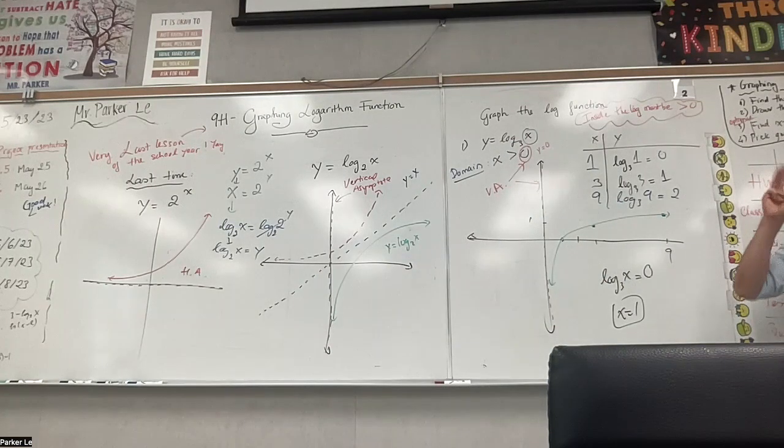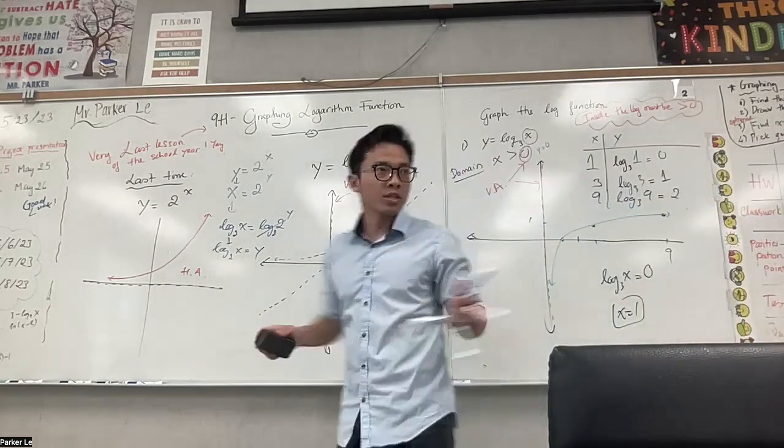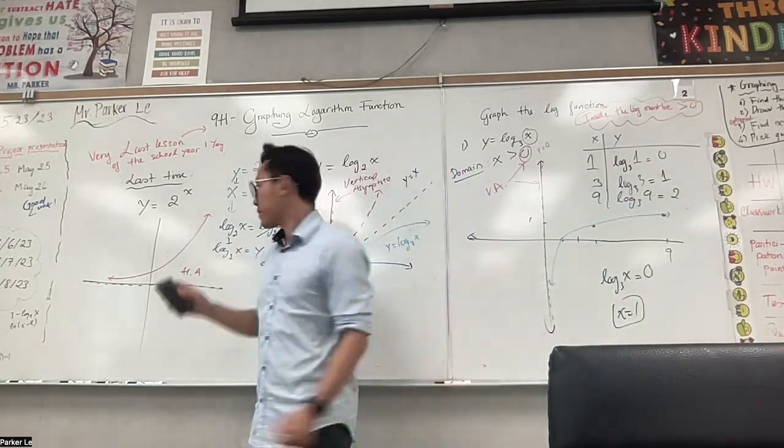Okay? Basically, just remember 3 steps. Find the domain, draw the VA, choose the points. That's it. Okay? Any questions so far for this one?